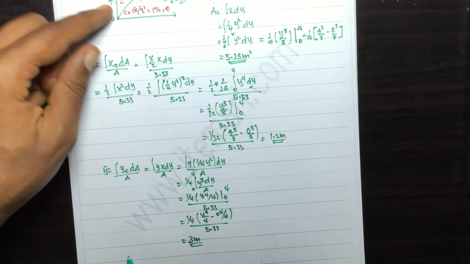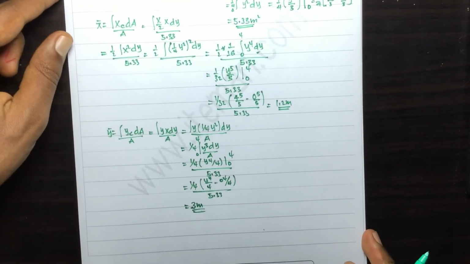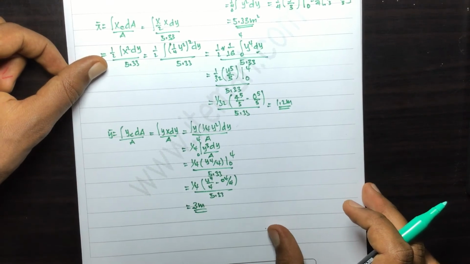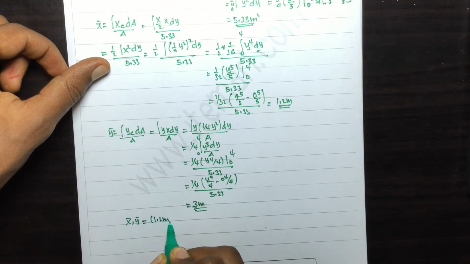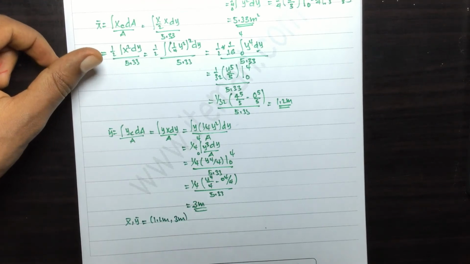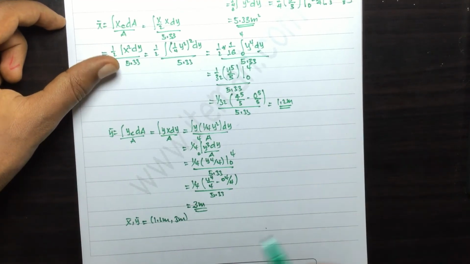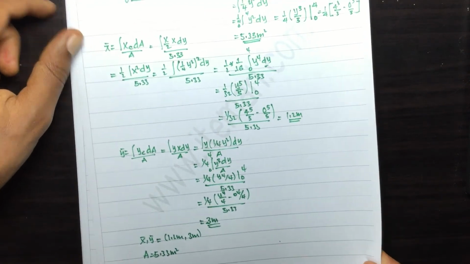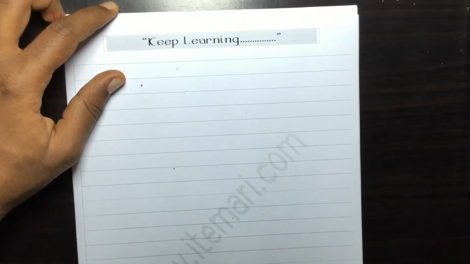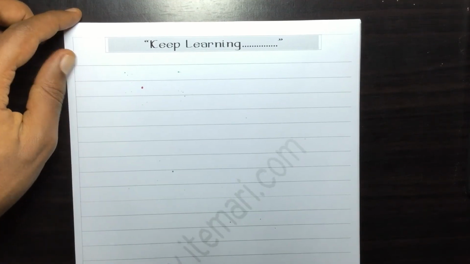And for the differential element at gross level, we found x bar and y bar: 1.2 meters and 3 meters. We also found the area, which will be 5.33 square meters. What I am doing now is a very simple way.